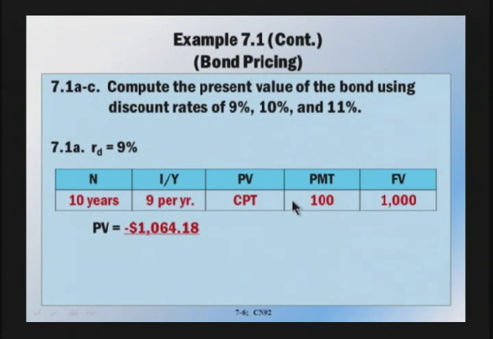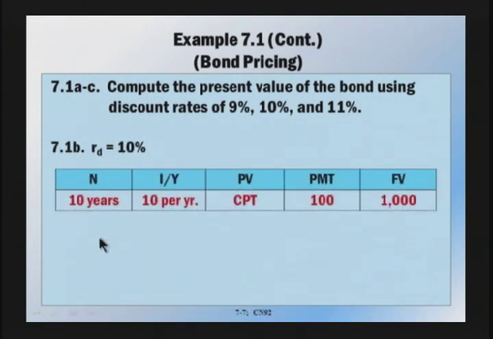We'll receive the $100 payments. We'll receive the $1,000 future value. In order for that to happen, the present value is negative. We have to pay out the price to buy the bond today. We have to pay $1,064.18 today in order to receive $100 per year for the next 10 years and $1,000 at maturity 10 years from now. If I pay this price and I receive these cash flows as I promised, then I will be earning a 9% return on my $1,064.18 investment.